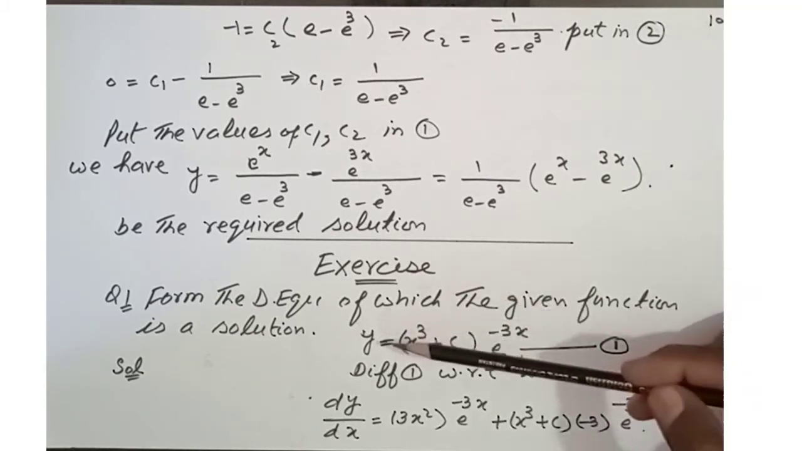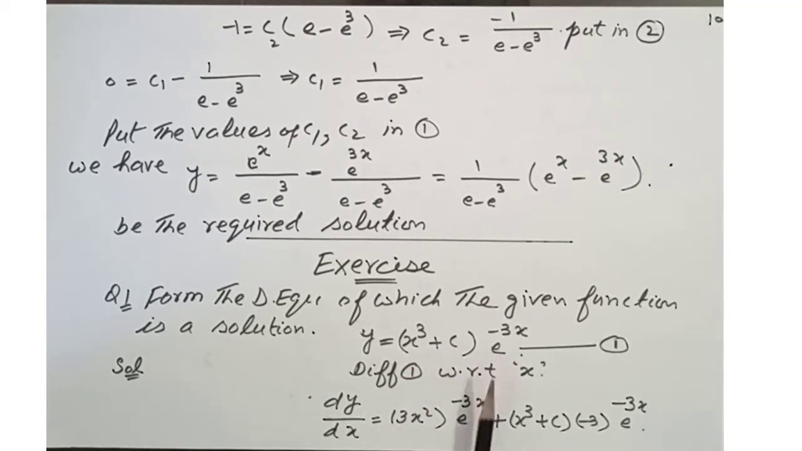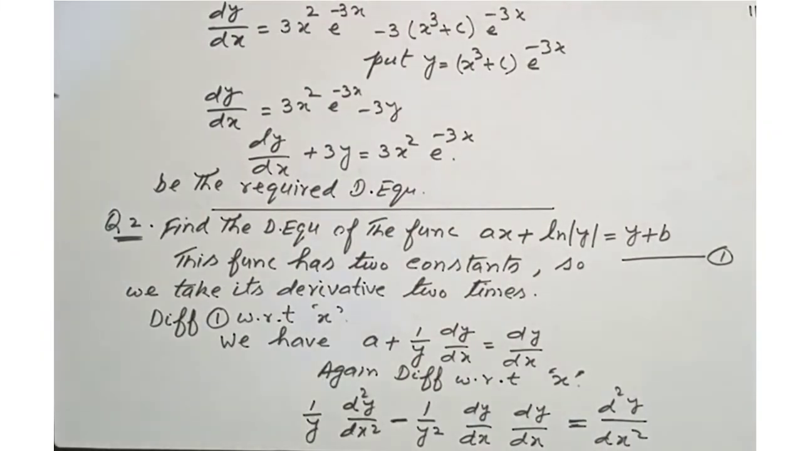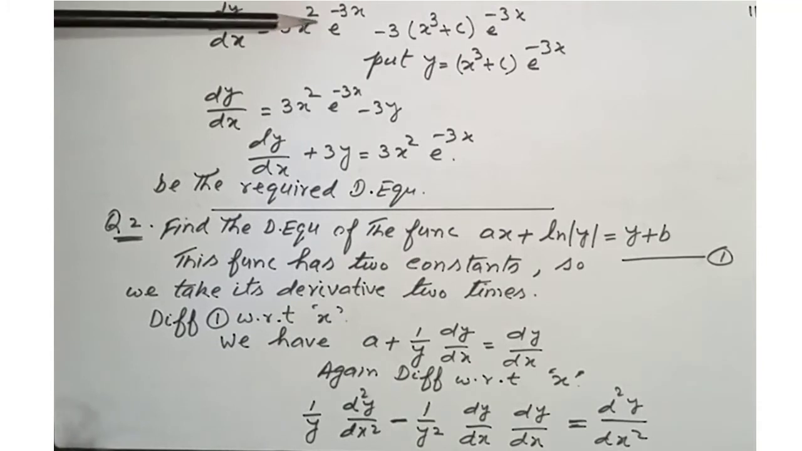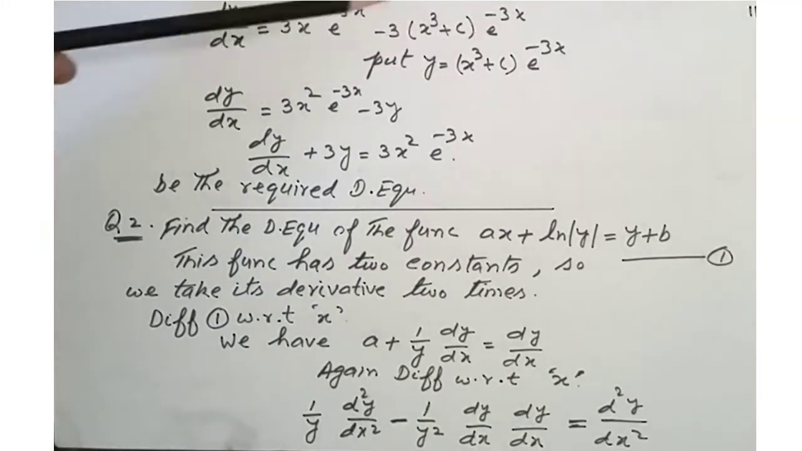We differentiate this equation once with respect to x by using the product rule. The derivative of this term is 3x square into e^(-3x), plus this term same, x cube plus c, and the derivative of this is minus 3 into e to the minus 3x. So dy by dx equal to 3x square e^(-3x) minus 3 into (x cube plus c) e^(-3x).